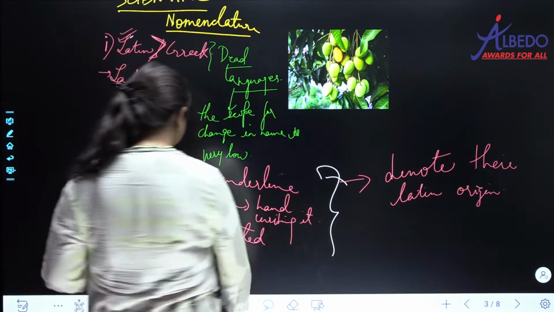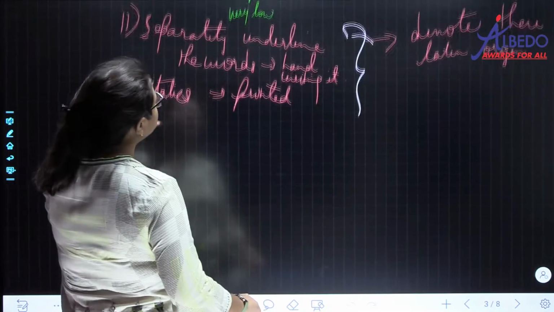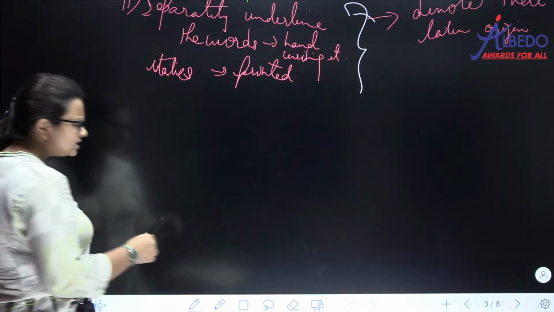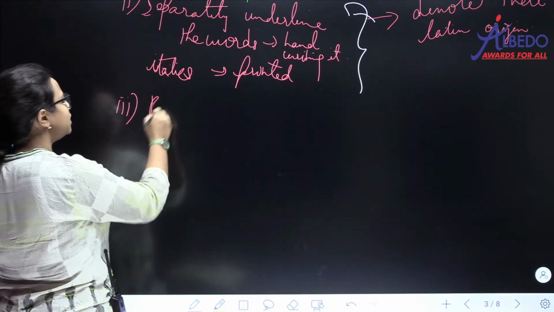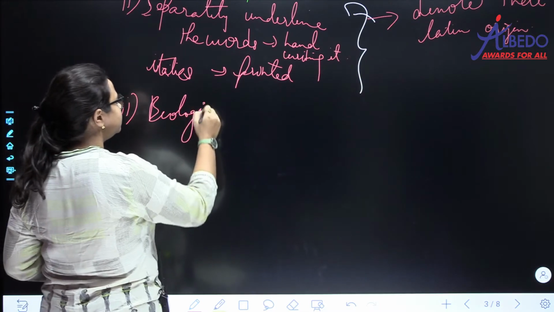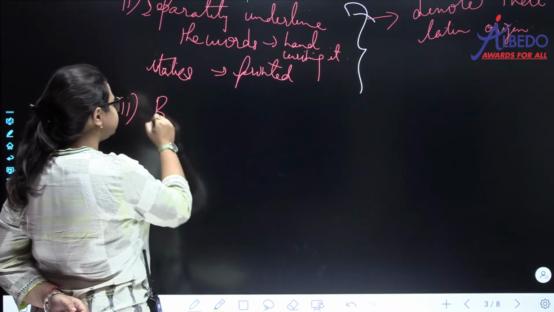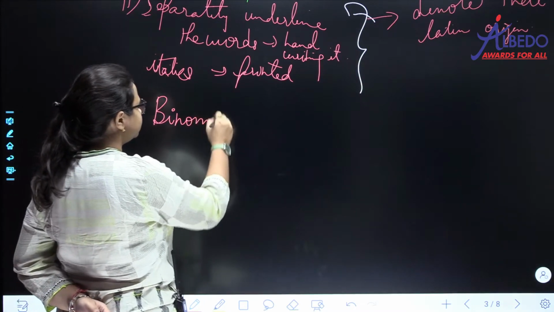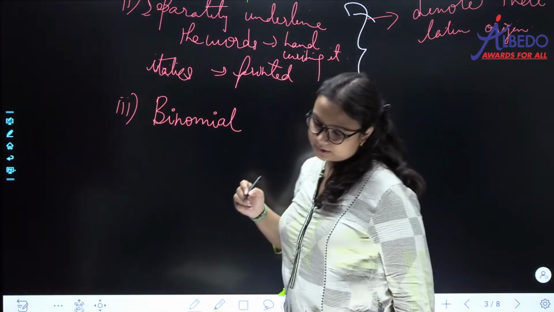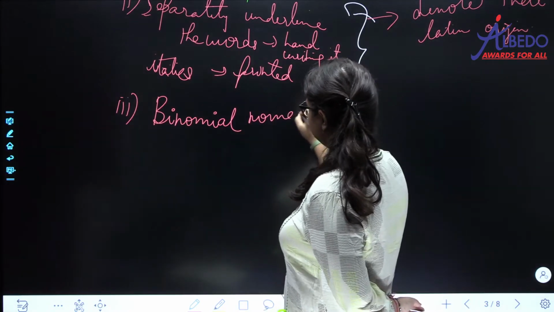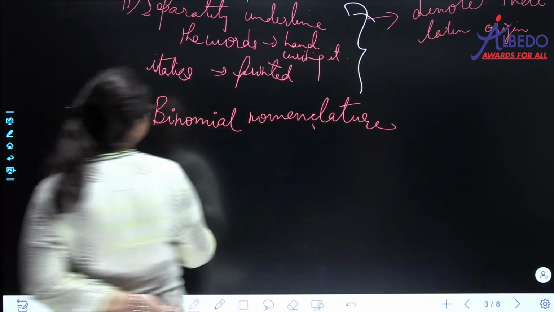After that, the next rule is that this scientific nomenclature is what is called biological nomenclature. This is called binomial nomenclature. Binomial nomenclature. Now what do you mean by binomial nomenclature?